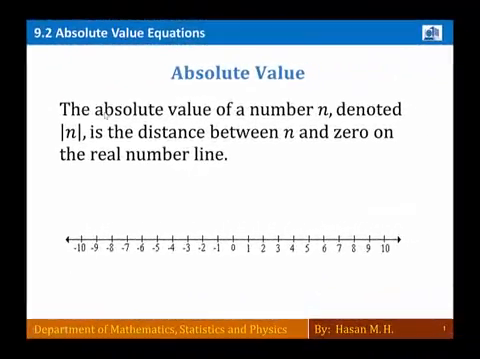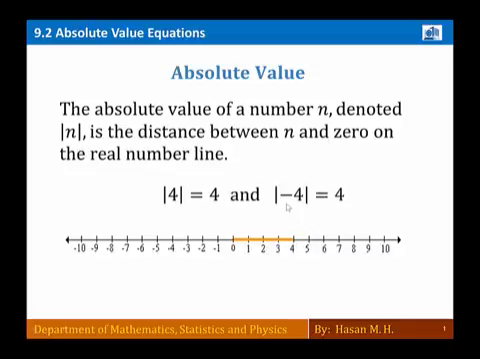Absolute value. The absolute value of a number n, denoted absolute value of n, is the distance between n and 0 on the real number line. For example, the absolute value of 4 is 4. It means, what is the distance between 4 and 0 on the real number line? 1, 2, 3, 4.